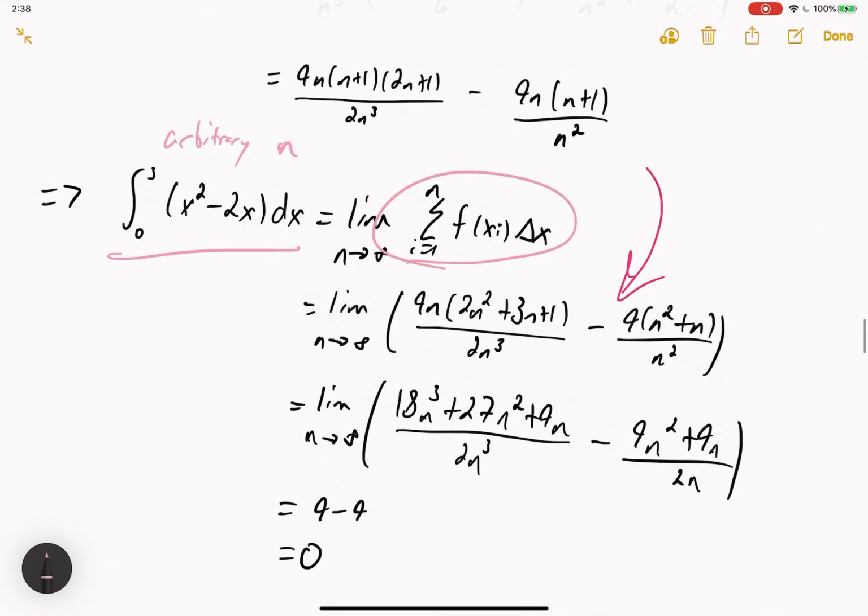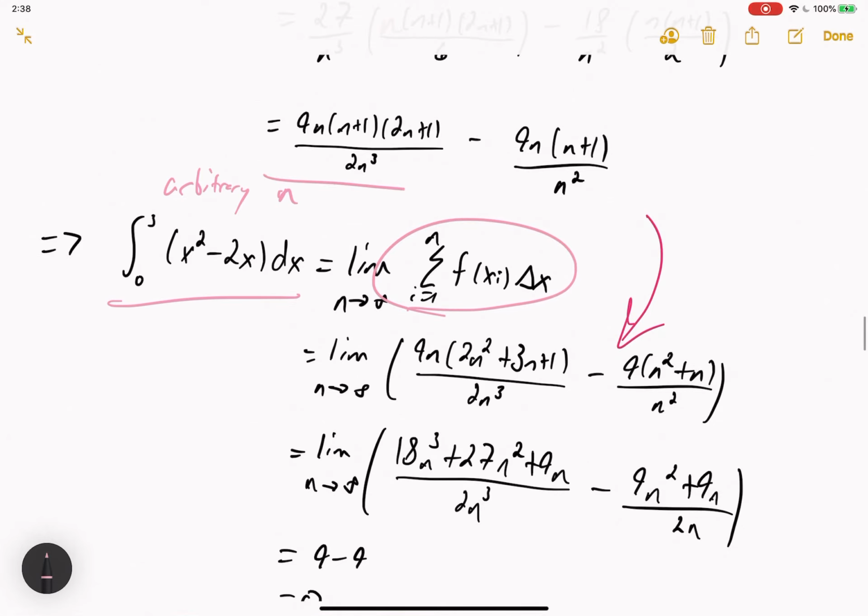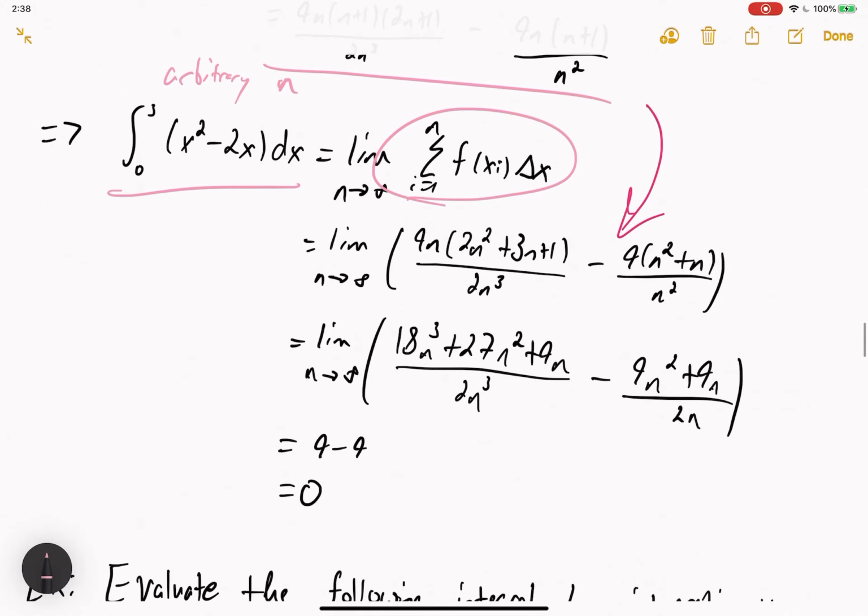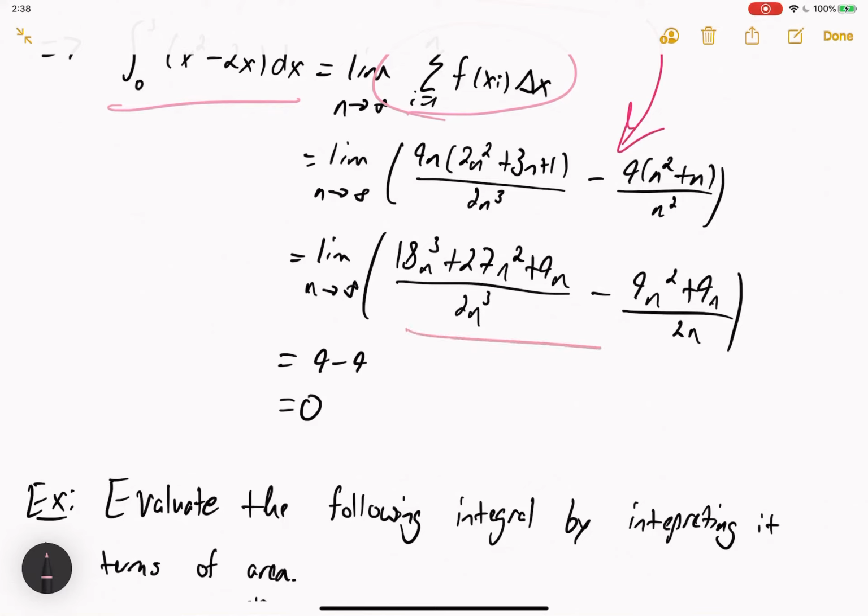So we said, this is the Riemann sum. We figured out an expression for it, so we just plugged it in. And then what we did here is just foil out the expression and do some algebra. So we get 18n cubed plus 27n squared plus 9n divided by 2n cubed. And the same kind of thing over here. But now we're going to take the limit as n goes to infinity.